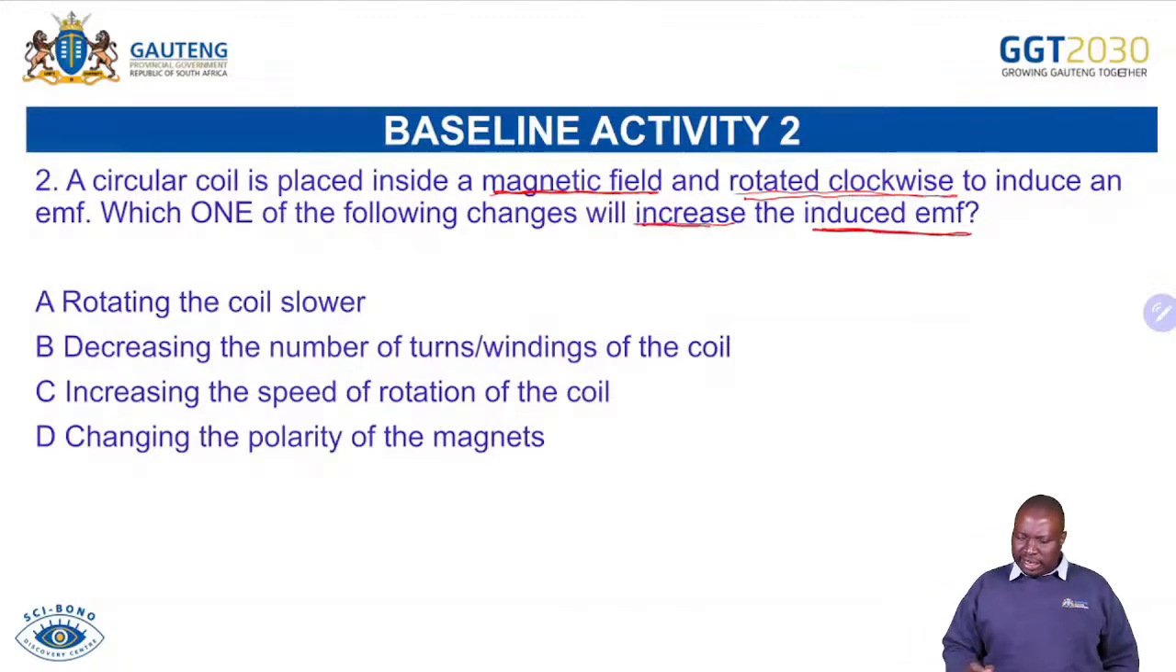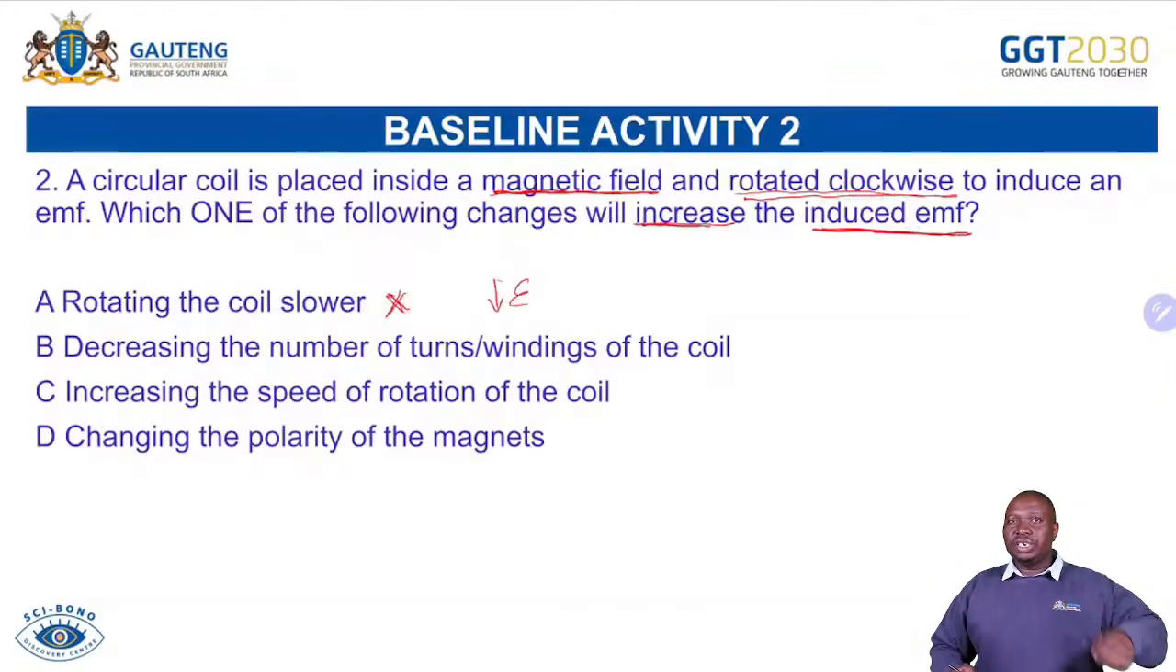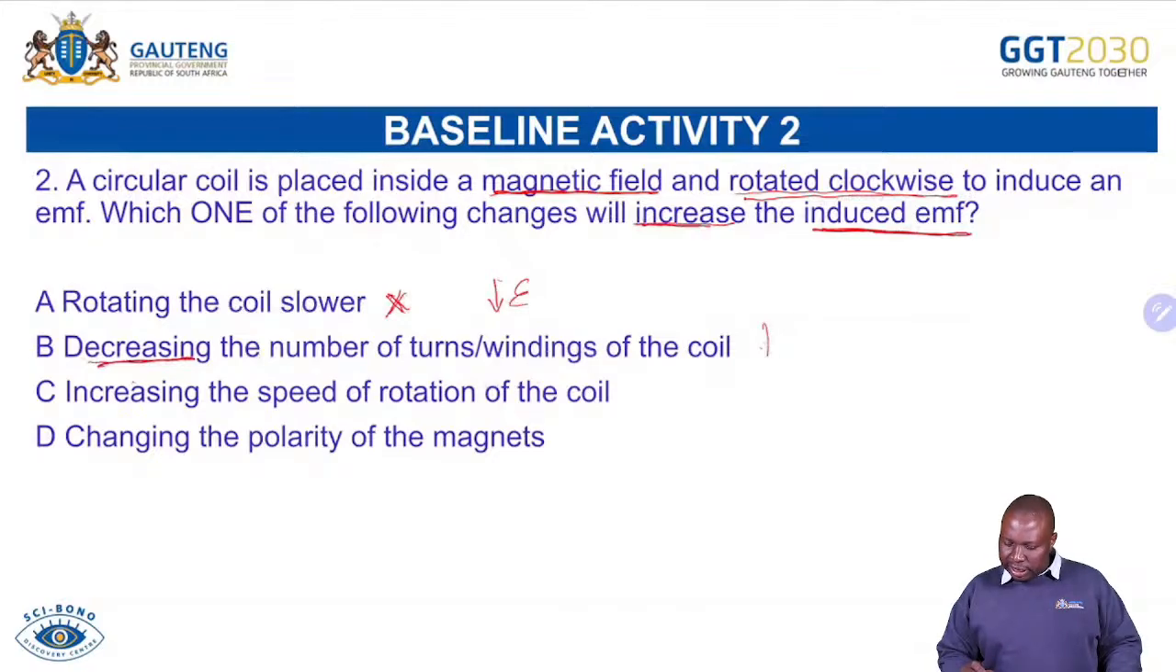In this case, number A says we rotate the coil slower. If we rotate the coil slower, definitely the induced EMF will decrease. We must increase the speed of rotation of the coil; that's what will increase the EMF. So this cannot be correct. Number B says decrease the number of turns. No, we want to increase the windings. Decreasing them will decrease the induced EMF.